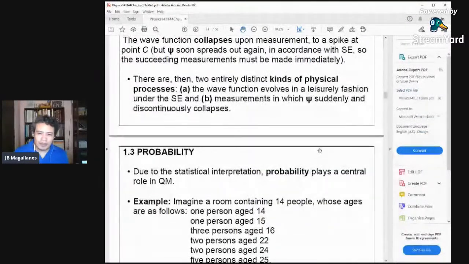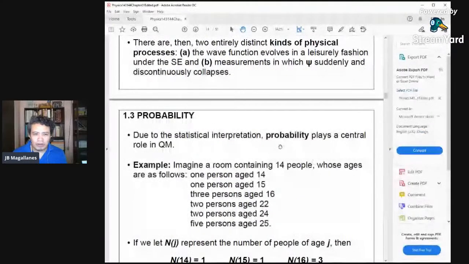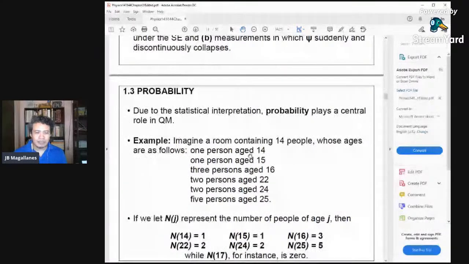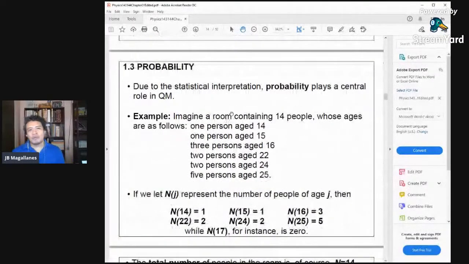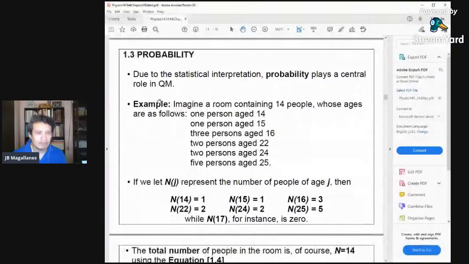Since we have been introduced by Max Born to indeterminacy in quantum mechanics, probability becomes a critical part of quantum mechanics. So we will study probability. You know about the wave function, and I have introduced to you the Schrödinger equation. Now let's go to probability, because the square of the wave function is proportional to the probability.